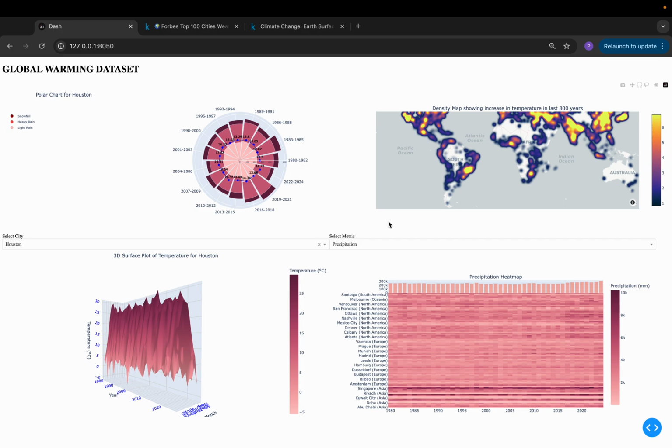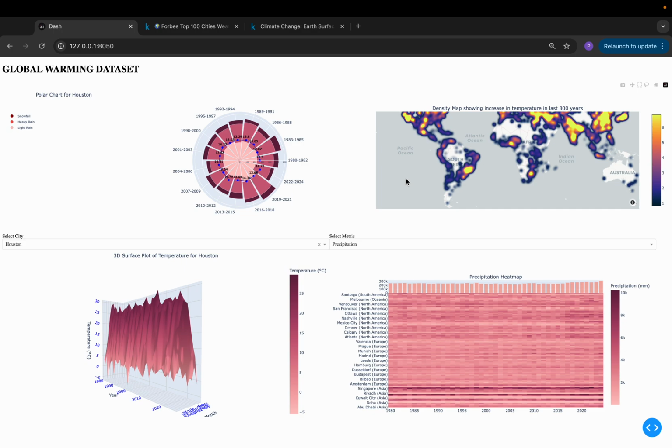The first idiom is a polar area chart along with a polar line chart of temperature. The area chart shows the number of days in the time period of 3 years when there was snowfall, heavy rainfall, and light rain. The line represents the average temperature. For example, in the city of Houston in the 1980s, the temperature was 13.3 degrees, whereas in 2024 it rose to 14.72 degrees centigrade. Similarly, we can see that in this particular time period, there were 246 days in which there was heavy rainfall.